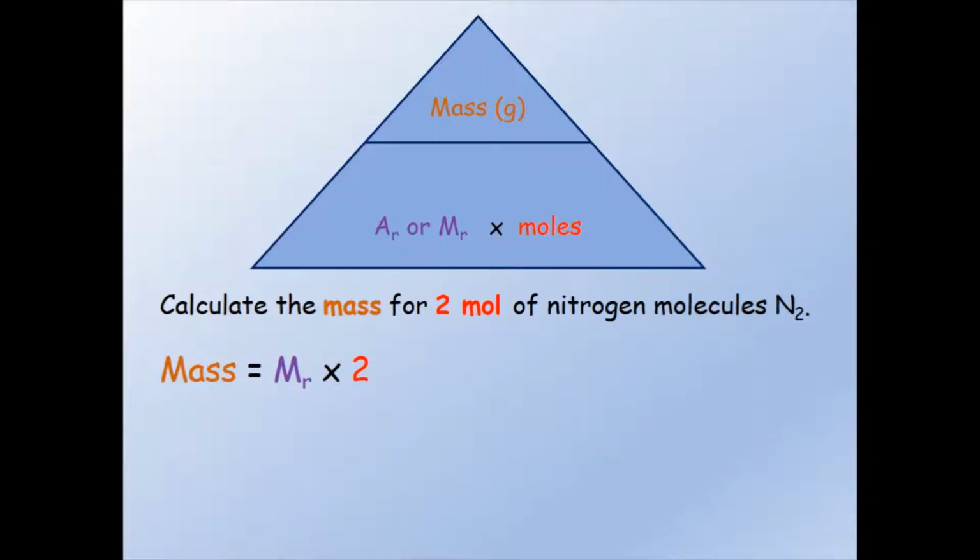Now what we need to do is calculate the relative formula mass, MR. And we do this by looking at the nitrogen molecule. We can see we have 2 nitrogens, so we need to look at the periodic table and find the relative atomic mass or mass number for nitrogen, which is the top number on your periodic table. Because we have 2 nitrogen atoms, we get 2 times 14, and that gives us a relative formula mass of 28, and we can now plug this into our equation. So we get 28 times 2, and this gives us a mass of 56 grams.